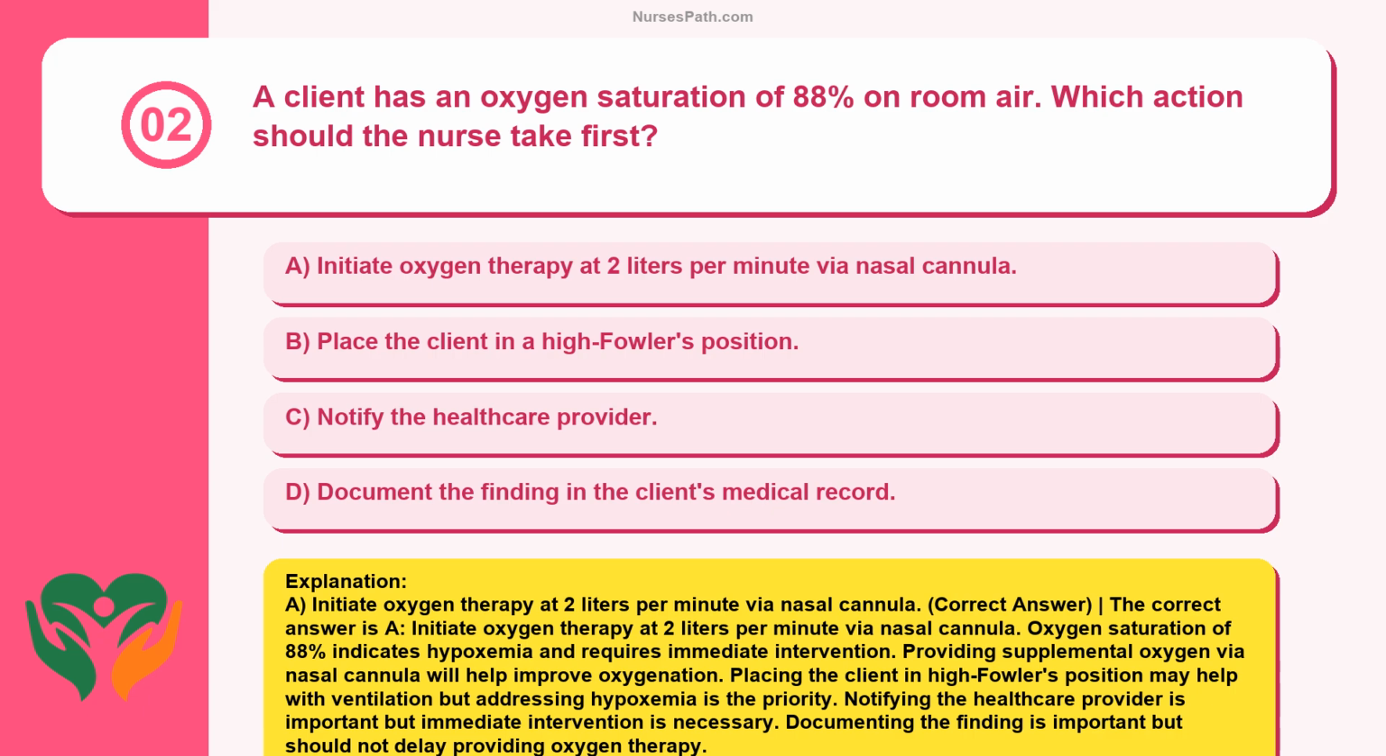Placing the client in high Fowler's position may help with ventilation, but addressing hypoxemia is the priority. Notifying the healthcare provider is important, but immediate intervention is necessary. Documenting the finding is important but should not delay providing oxygen therapy.